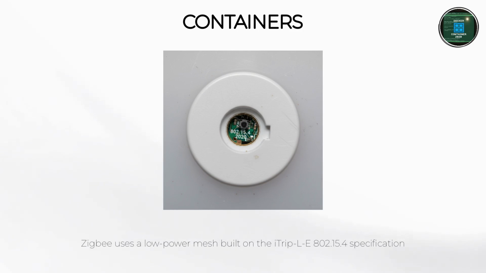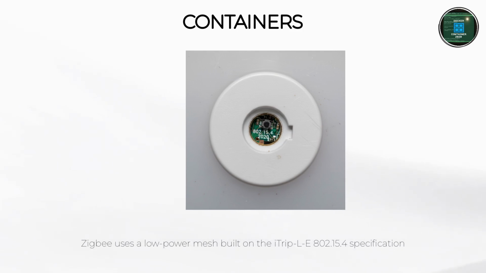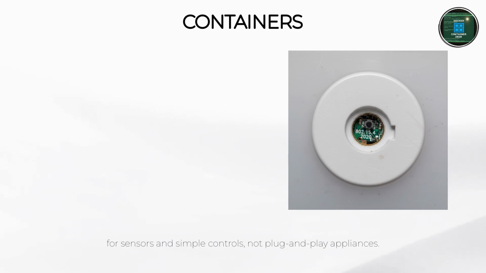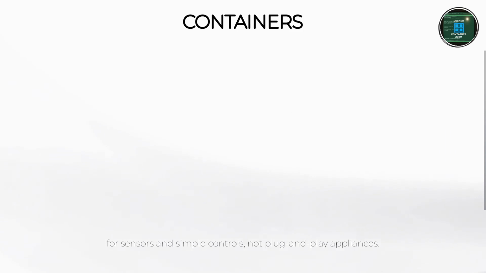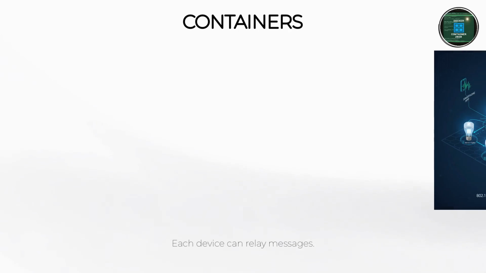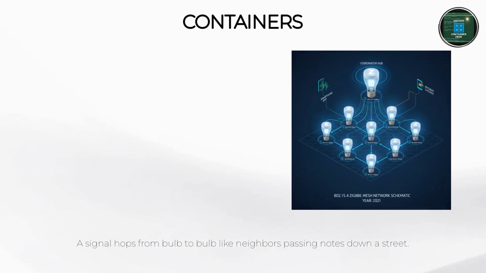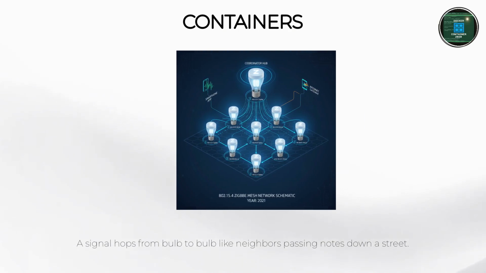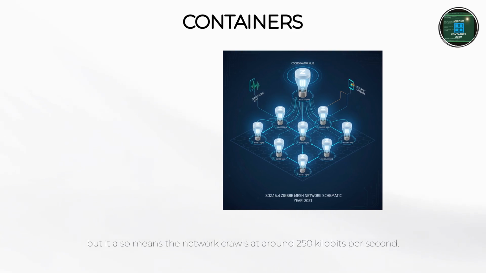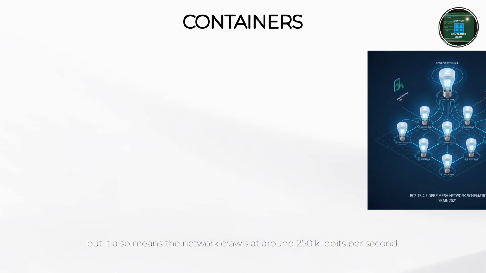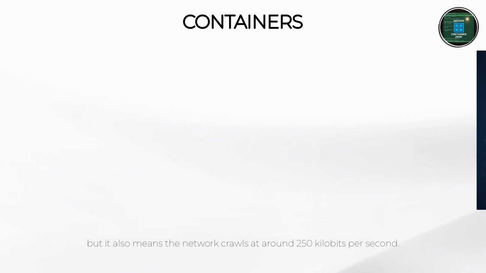Zigbee uses a low-power mesh built on the IEEE 802.15.4 specification for sensors and simple controls, not plug-and-play appliances. Each device can relay messages. A signal hops from bulb to bulb like neighbors passing notes down a street. That self-healing mesh keeps working even when one node drops. But it also means the network crawls at around 250 kilobits per second.